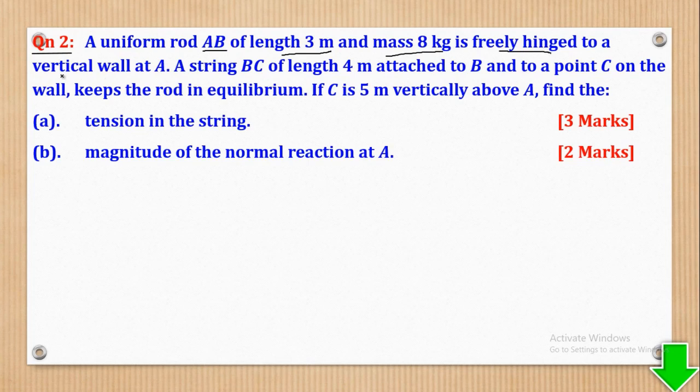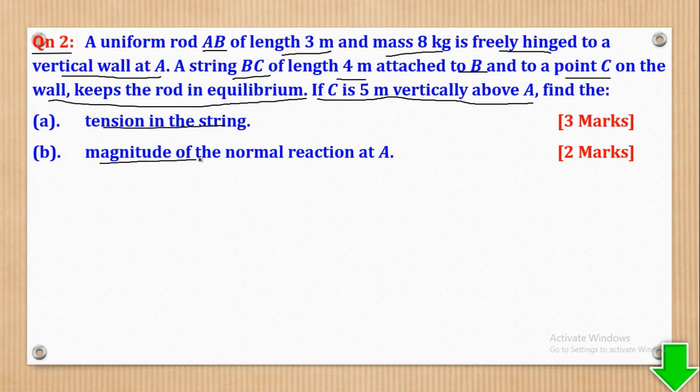a vertical wall at A. A string BC of length 4 meters attached to B and to a point C on the wall keeps the rod in equilibrium. If C is 5 meters vertically above A, find part A, the tension in the string, and part B, the magnitude of the normal reaction at A.